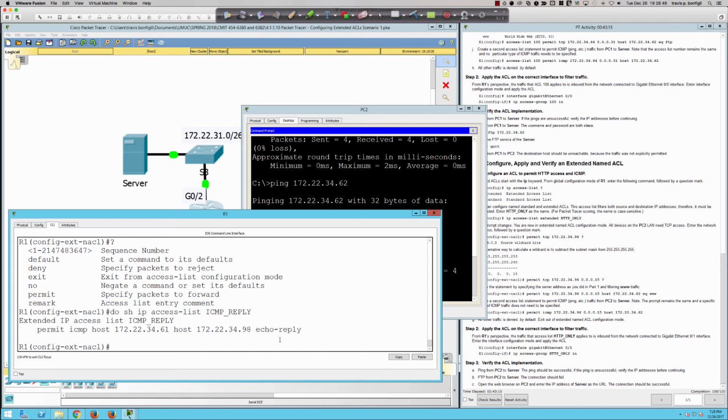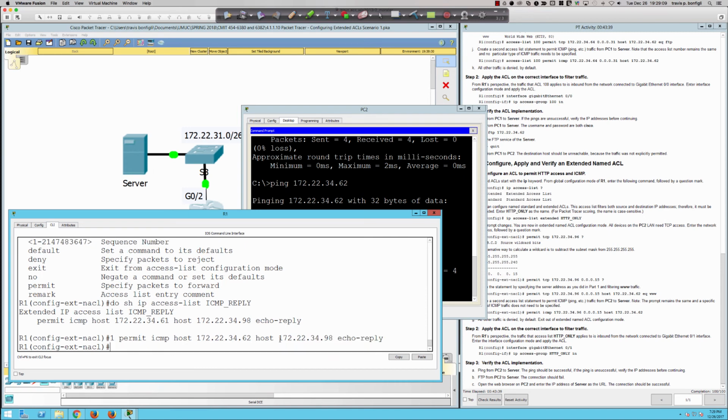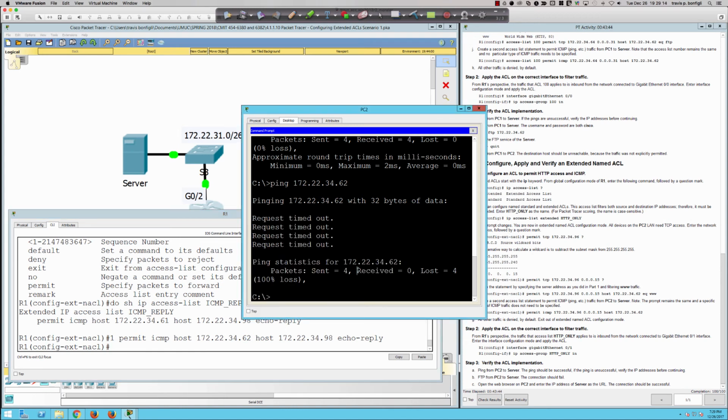So I can put a statement before that statement. I'll put 1, right, for statement number 1. And I'm going to say permit ICMP from host 172.22.34.62. So now I'm going to put the real server address in here, going to host 172.22.34.98 echo reply. So I've just added that to the ACL. So now I'm allowing the echo replies to come back from, because remember, this is not a session. There's no session that's set up here, right?